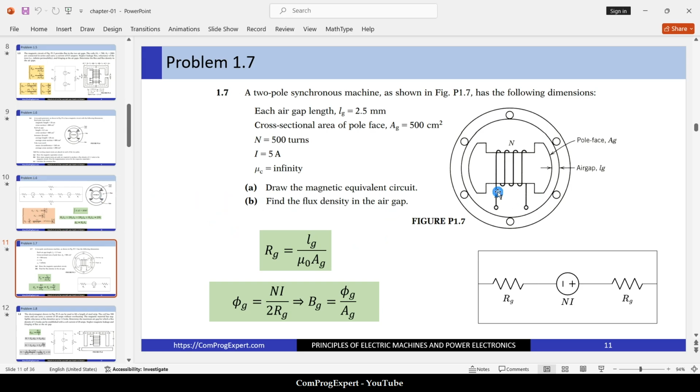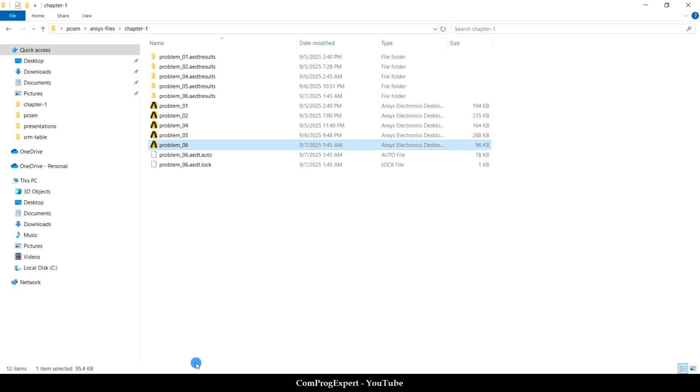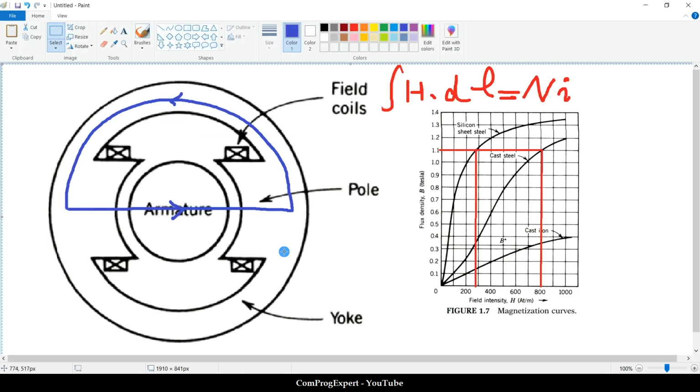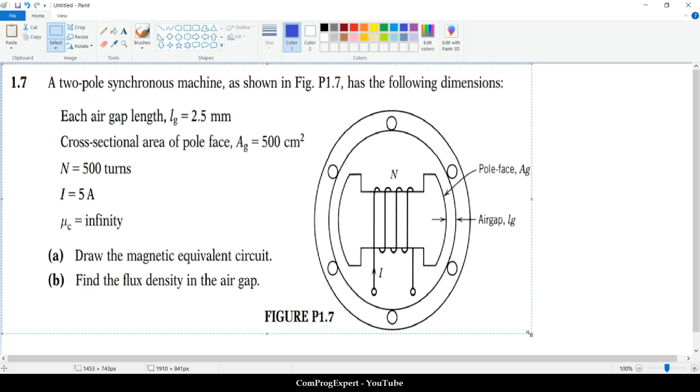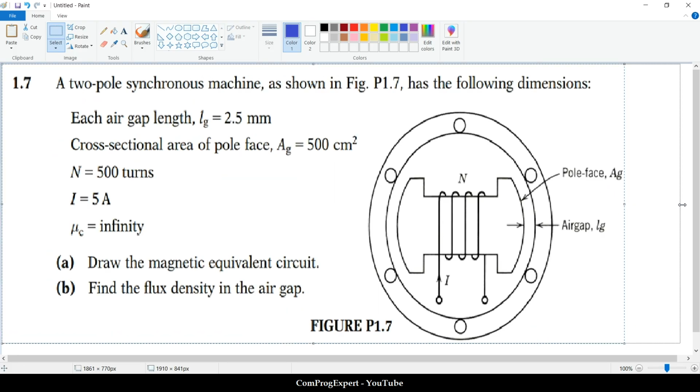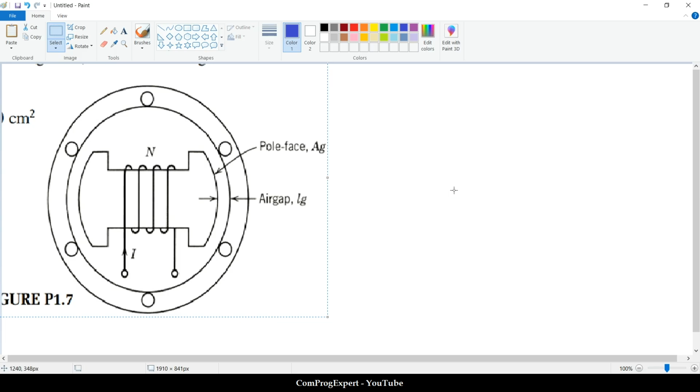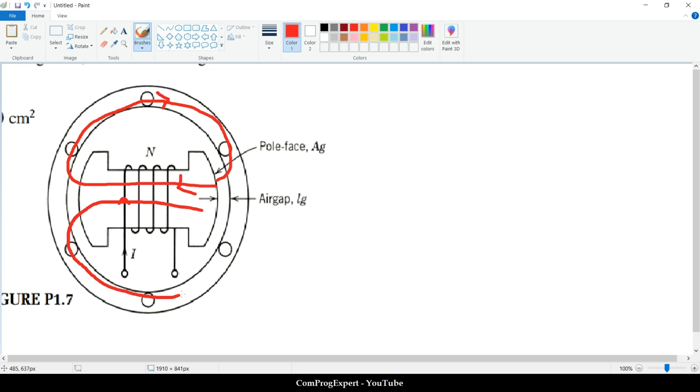This problem is similar to the previous one. Again, you know that when you excite this coil, this is the coil, okay? When you excite this winding, the direction of the current is in this direction. We have this flux line, okay? This is a two-pole machine. And this flux line is in this direction.